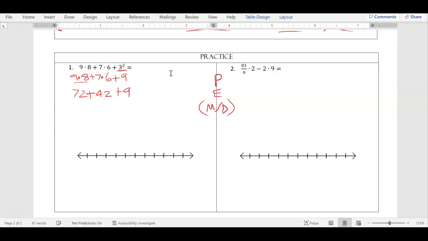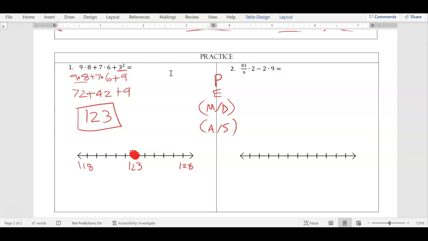plus 9. So that's all the multiplying and dividing. Our last step is adding or subtracting from left to right. So we can add up all these. We end up getting 123 when you add up those three numbers. So what you can do is put 123 here. And just make sure you put a shaded in circle above 123. Cool.